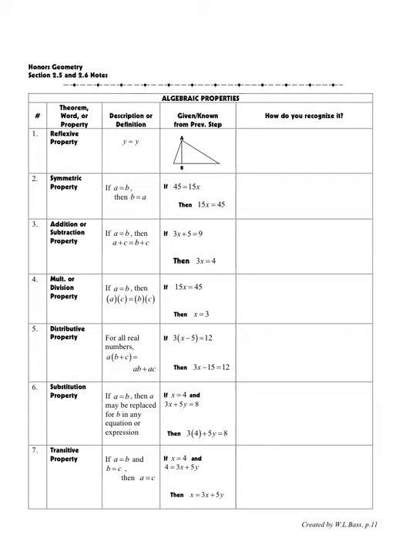Right, in section 2.5 and 2.6 notes, we're going to look at some algebraic properties that are going to help us with the first type of proofs that we are going to do. So the first one we're looking at is the reflexive property. The definition is y equals y.